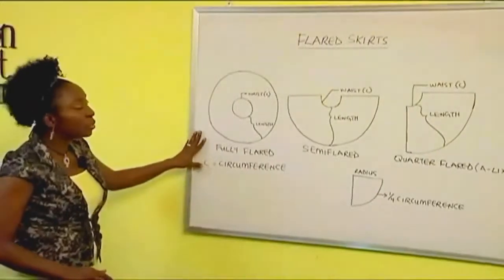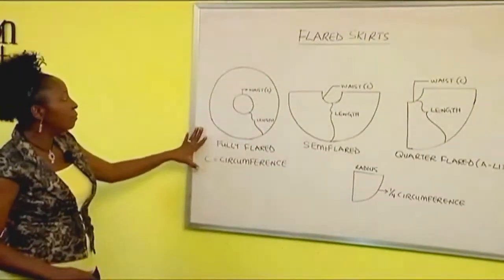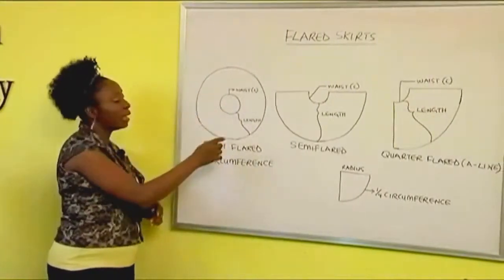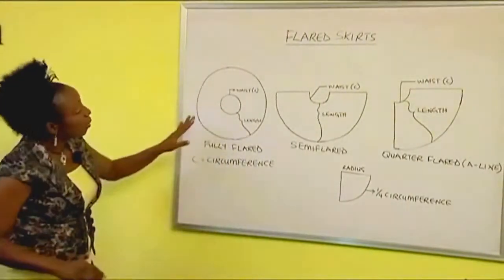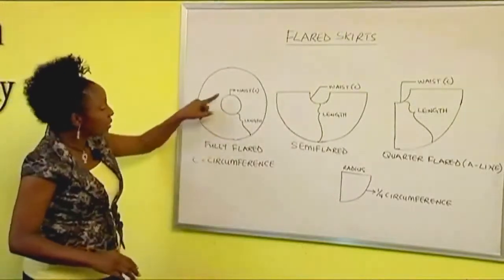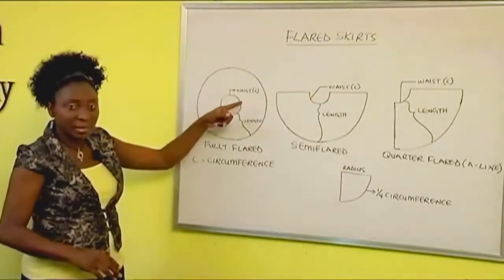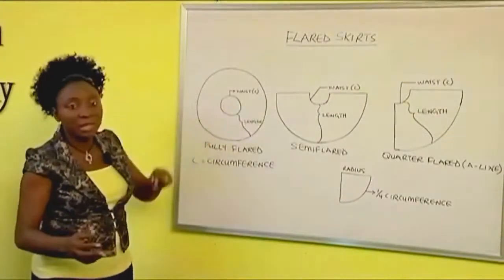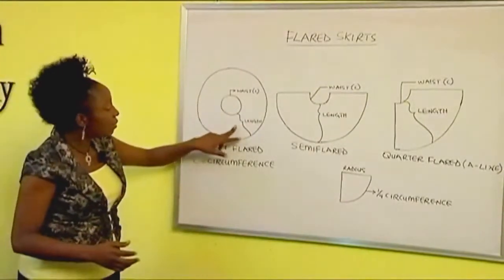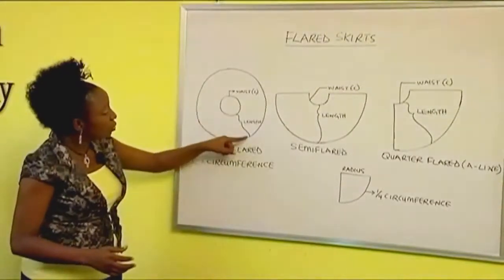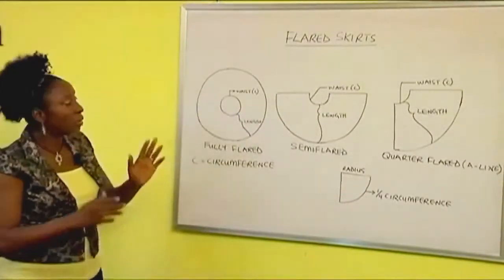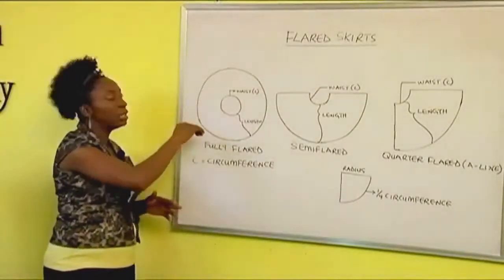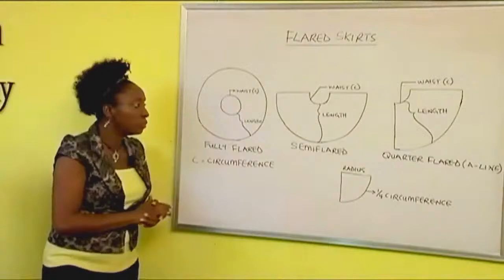Now take a look at the fully flared skirt. As you can see, it's made up of two circles. That means you can see an inner circle and an outer circle. And now what I have done is to show you that this inner circle represents the waist, which mathematically is called the circumference. That's what the C is for. Then the length is here, in between the two circles. Now the fully flared skirt is made up totally out of a full circle and an internal circle.